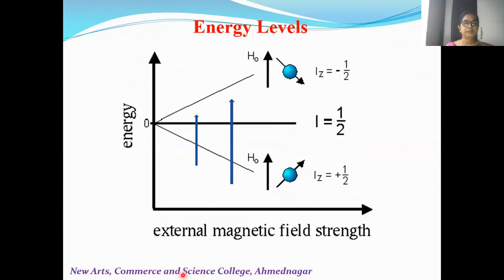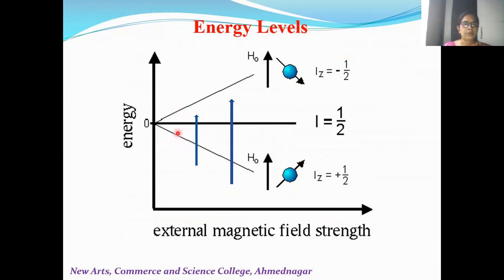Let us see the relationship between the energy levels and the external magnetic field strength. Look at this arrow. External magnetic field strength is increasing from left to right, and energy is increasing from bottom to top. Now see this, as soon as the external magnetic field strength increases, the difference in the energy level between alpha and beta spin states changes. This is the alpha spin state, and this is the beta spin state, where the magnetic moment of the nuclear magnet is parallel to the applied magnetic field, and this is in opposite direction to the applied magnetic field. So this is your plus half and this is your minus half spin state.